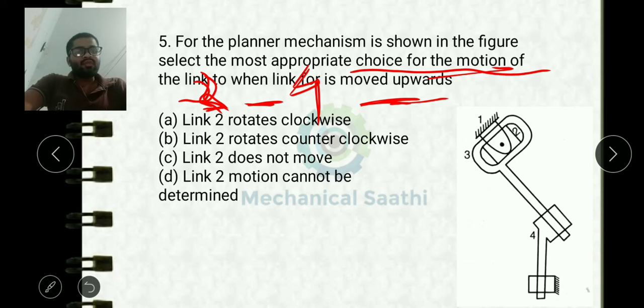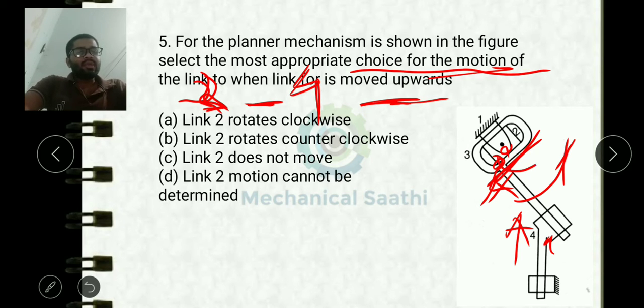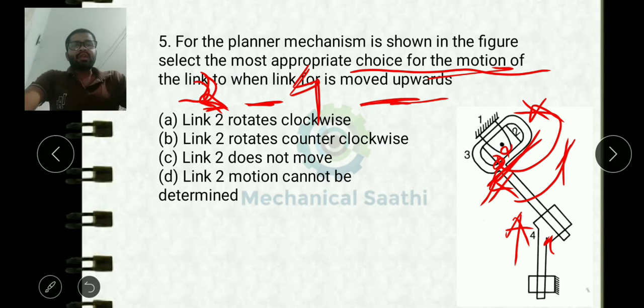If we see here, if this link is moving upward, then we can say this link 3 will be trying to rotate. It will also move up, and when it moves up, this part will try to move down. Then when it moves down, link 2 is fixed or hinged here, so it will be trying to rotate in this direction.